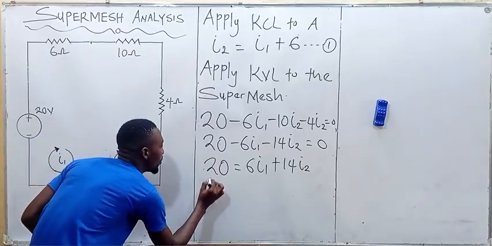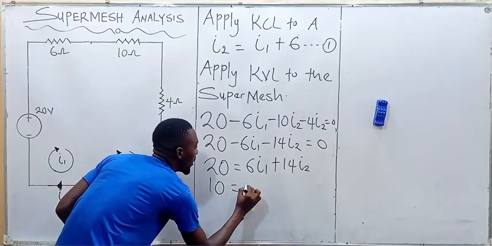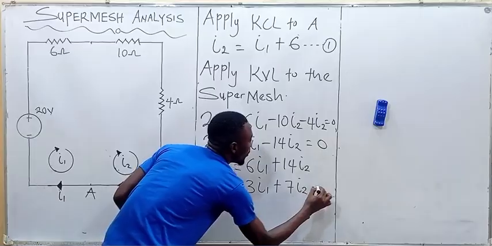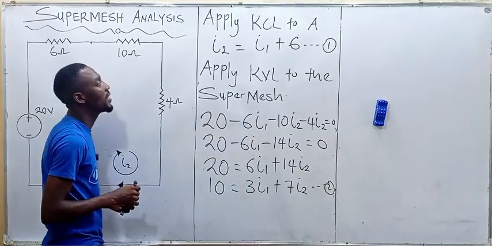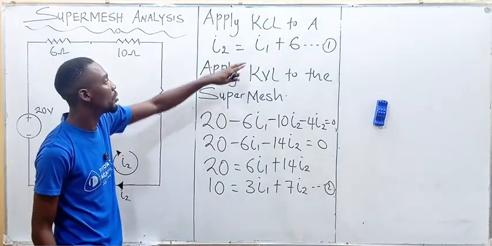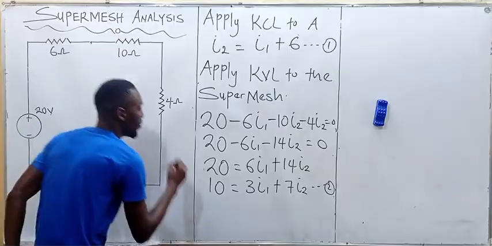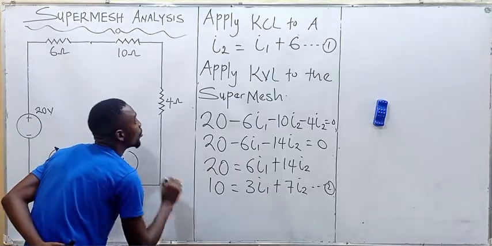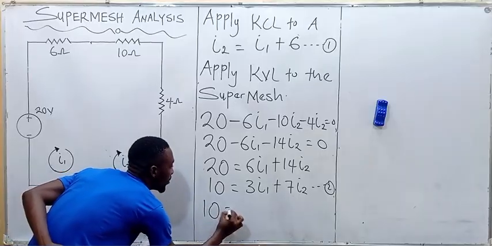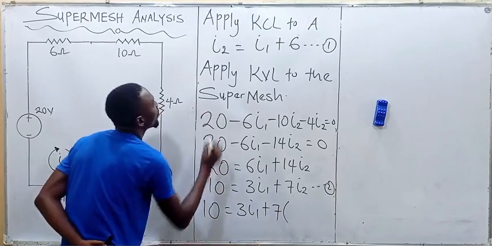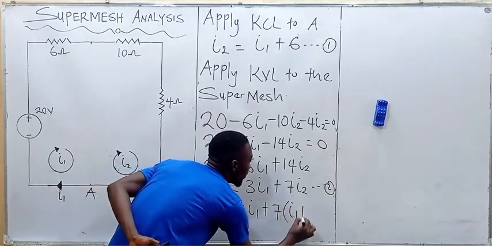We reduce this by 2, that is going to give us 10. Reduce this by 2, you are going to have 3I1 plus 7I2. Equation number 2. So the next thing we are going to do is substitute equation 1 into equation 2. So putting 1 into 2, I'm going to have 10 equals 3I1 plus 7 times I2, and I2 is what? It is I1 plus 6.